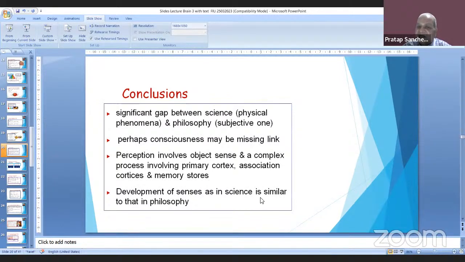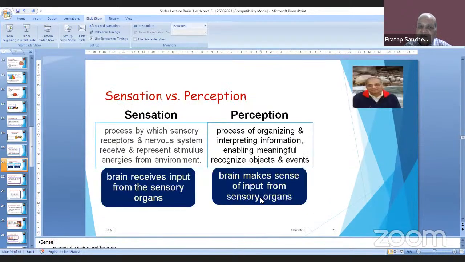This is my first part of the lecture. I'll now move on to the second portion, which will concentrate more on perceptions and the correlation with Jain philosophy.